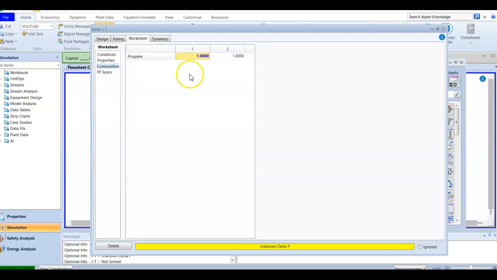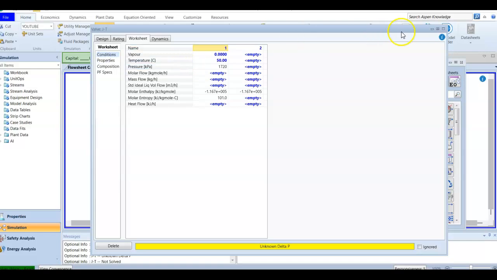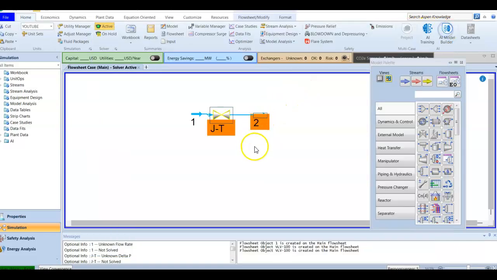This one is for the composition, so we can compare the two streams, the inlet and the outlet, and this is the PF spec. This is related to the dynamic simulation. You define which will be controlled by the pressure and which will be controlled by the flow. Okay, so now we have covered our valve. The only missing information, during the steady state for the valve, you need to define two things: the connections, which will be the inlet and the outlet, and second, to add the pressure drop.